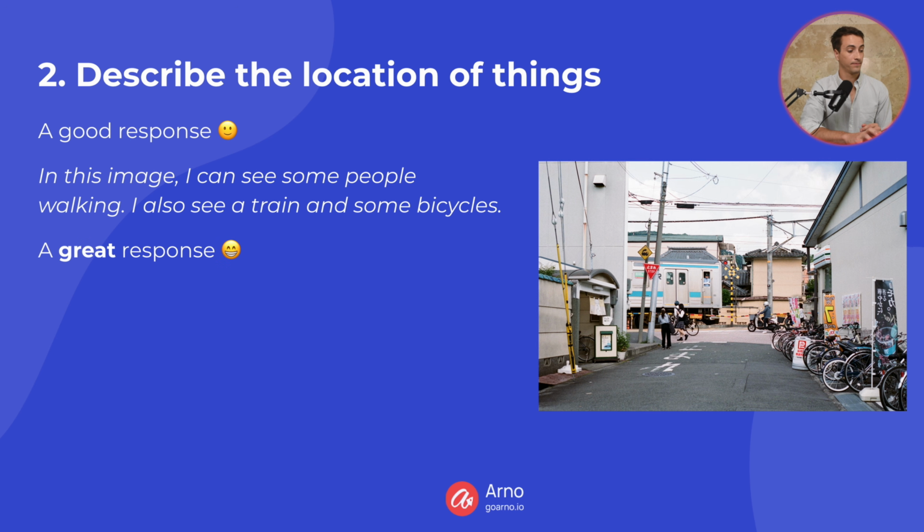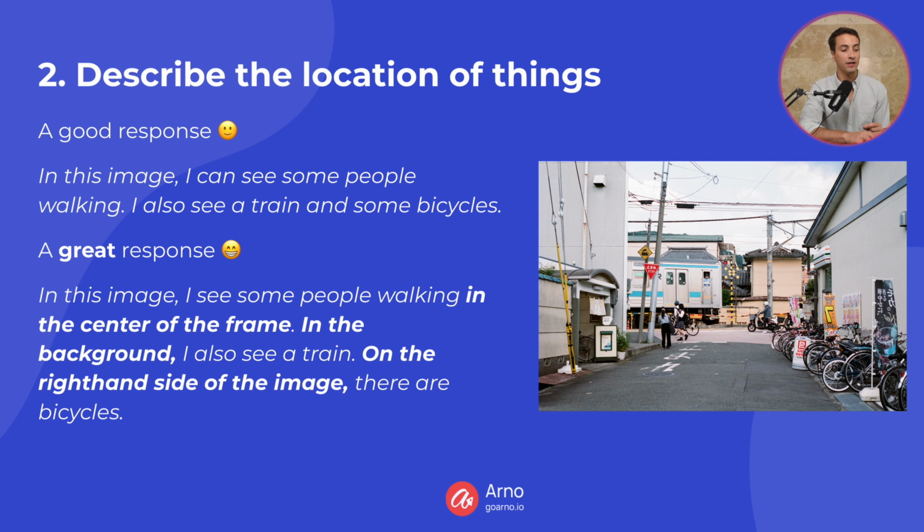In this image, I see some people walking in the center of the frame. In the background, I also see a train. On the right-hand side of the image, there are bicycles. So all I did was I added a description of where things are located in the image. This allowed me to better describe the image and to use more advanced vocabulary like center of the frame, background, right-hand side of the image.